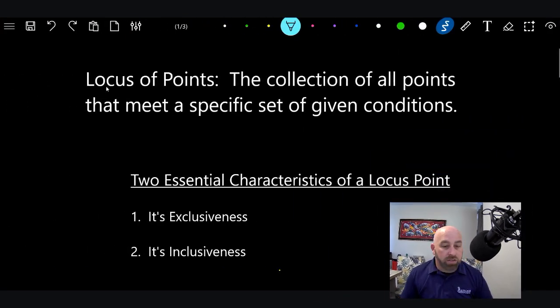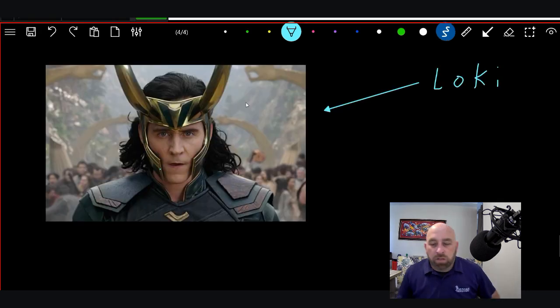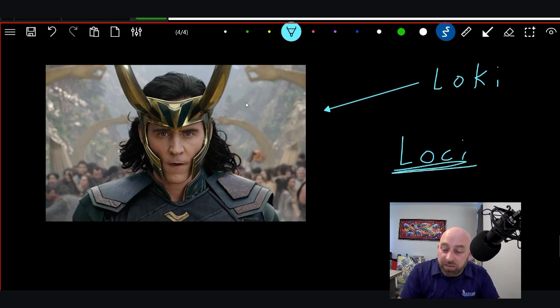Locus. I've already touched on this because the concept came up a few lessons ago, and I said we're going to be teaching a whole section on it in a little bit. So what is the locus? What's the loci? This is not Loki. Loki is from the Marvel superhero movies. This lesson is loci. That's a Latin word for more than one locus.